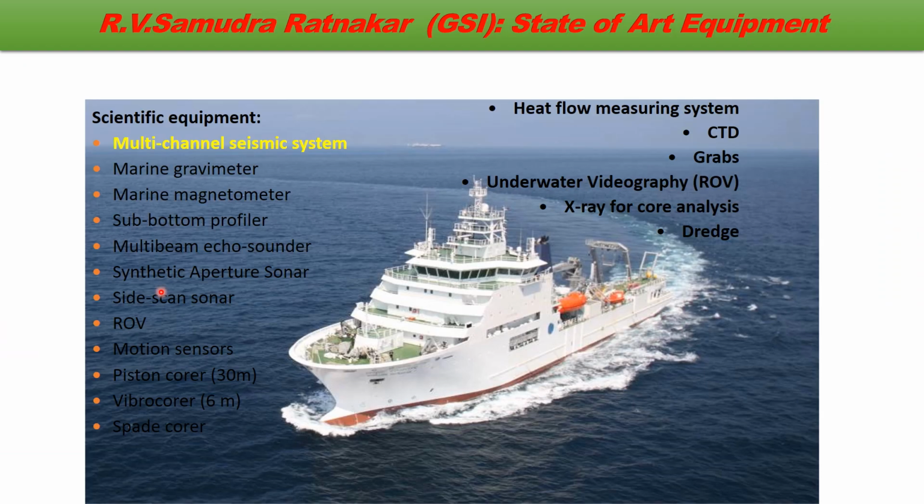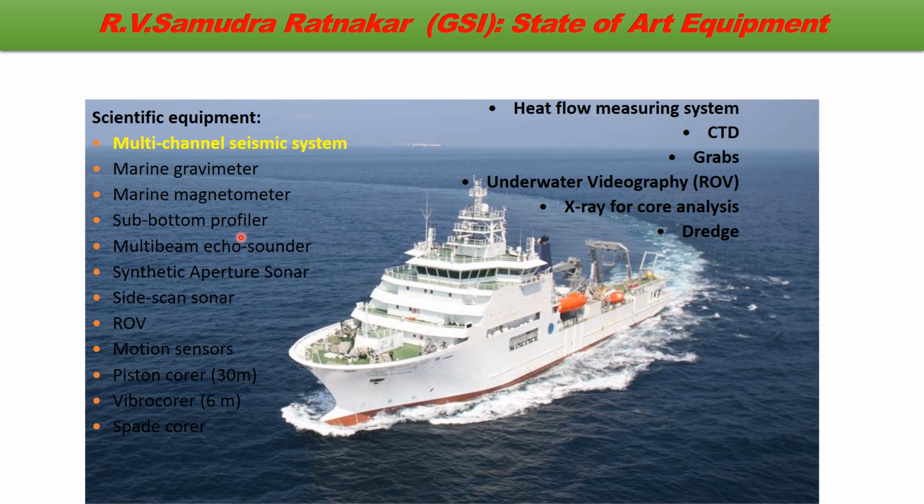In my first lecture, I mentioned the RV Samudra Ratnakar and its state of the art equipment. So what equipment is there on RV Samudra Ratnakar? There is a multi-channel seismic system, a marine gravimeter, a magnetometer, a sub-bottom profiler, and a channel echo sounder. These are all equipment to know the subsurface, and the sub-bottom profiler is a very high resolution shallow seismic equipment.